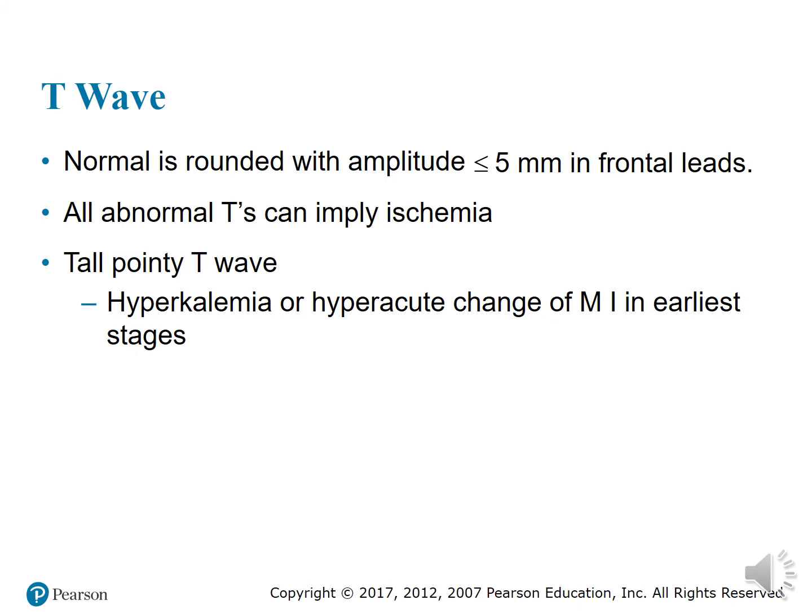All right, the T wave, normal, is rounded with amplitude less than 5 millimeters in the frontal leads. All abnormal T waves can imply ischemia. And again, that's what I said in the beginning. When I see that, I'm going to immediately associate it with ischemia, and I'm going to start my check down process. Tall pointed T waves indicate hyperkalemia, or hyperacute changes of MI in its earliest stages.